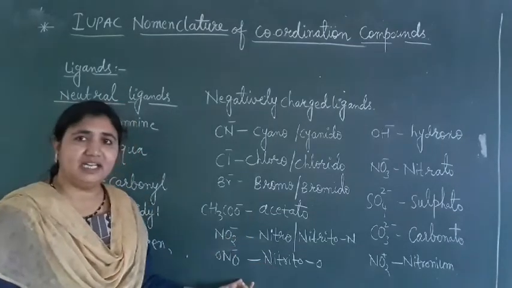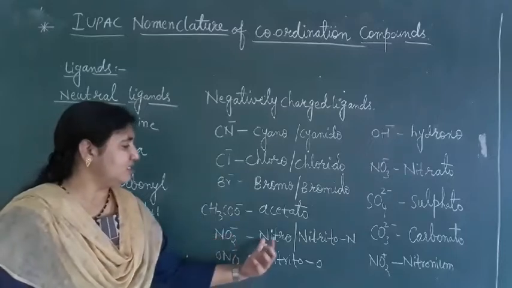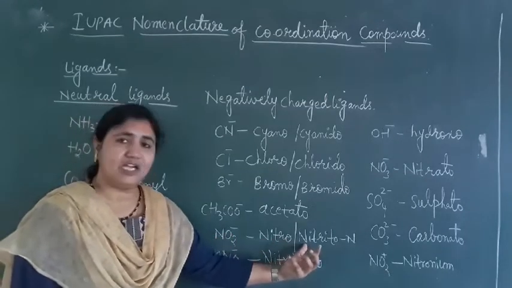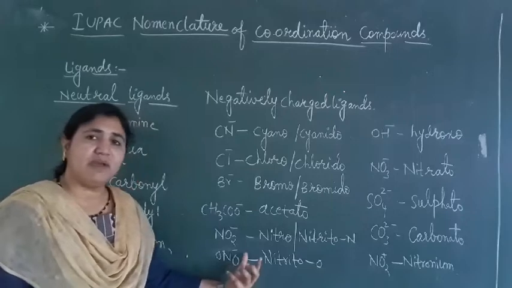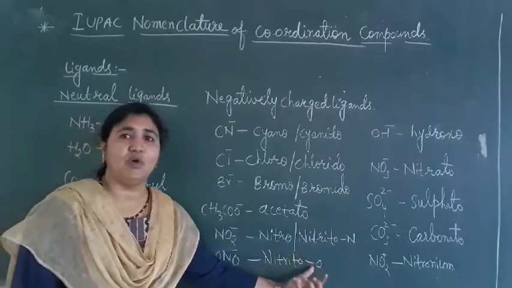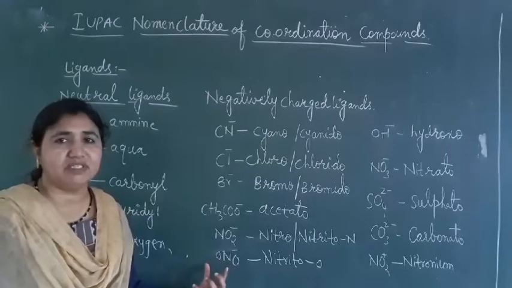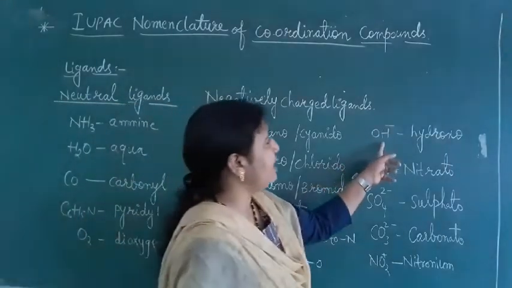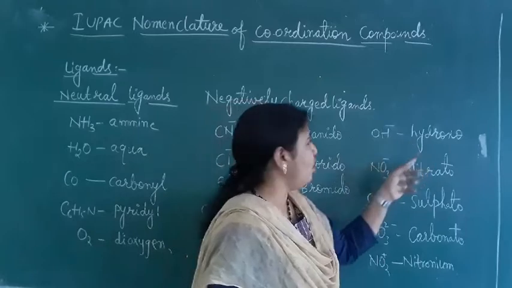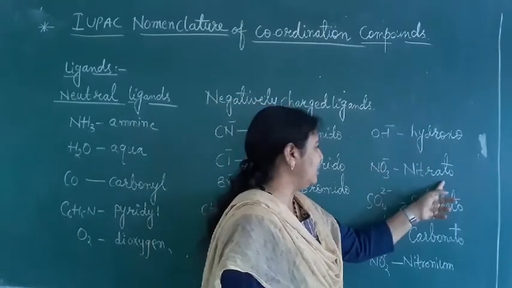These are ambidentate ligands. If they bond through N, it is called nitro or nitrito-N. And ONO minus means it is nitrito-O; it is bonded through the oxygen atom, so the donor atom is oxygen here. Next we have OH minus, hydroxo, and NO3 minus, nitrato.